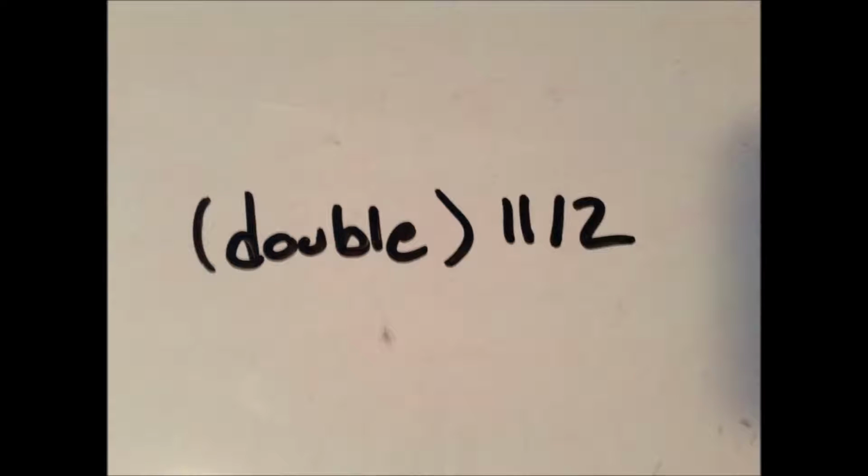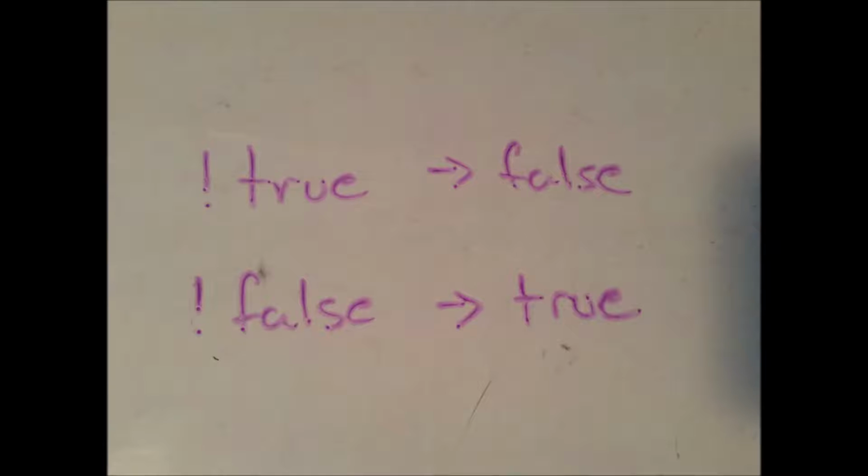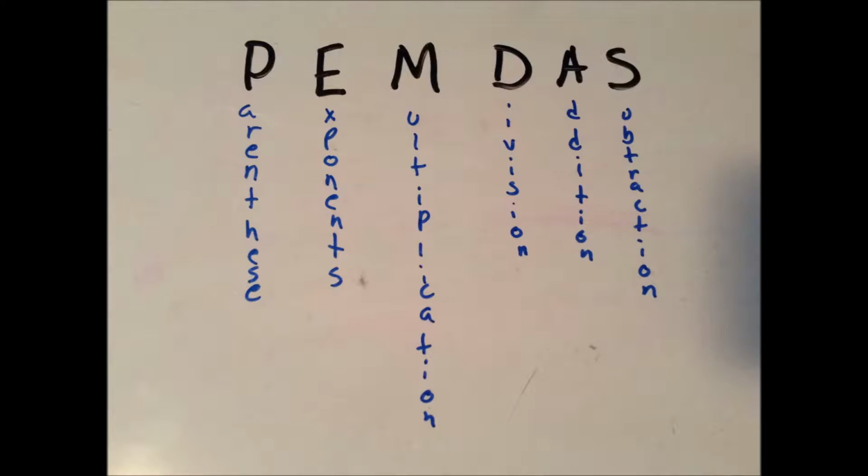To obtain the answer of 5.5 to a question like 11 divided by 2, we must cast one of the operands. The casting operators are unary operators with the following syntax. Type, operand. Primitive booleans don't use math operators, but do have an operator called the logical not operator that flips the value of a boolean. Java also follows PEMDAS when it comes to math operators.